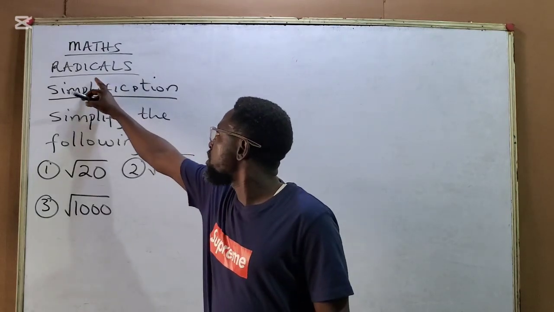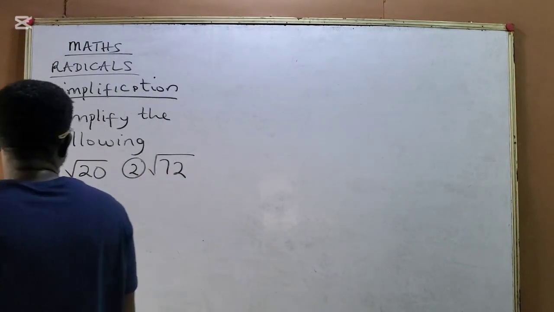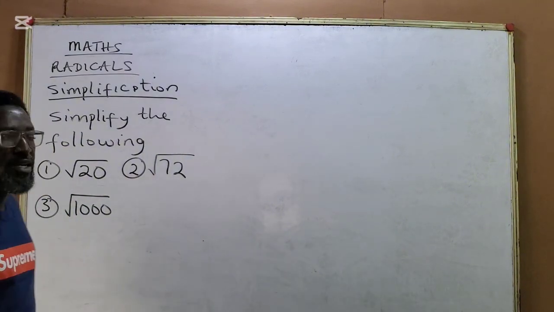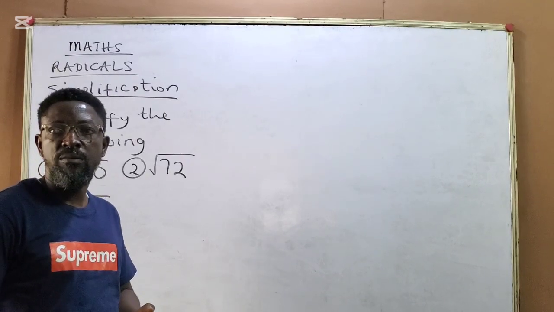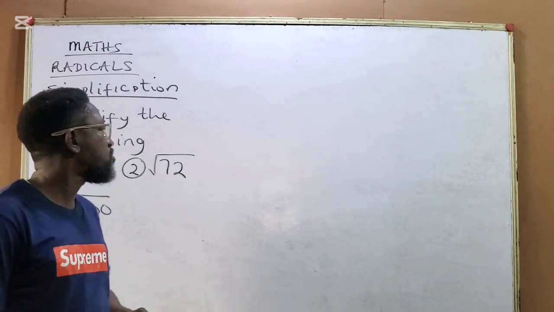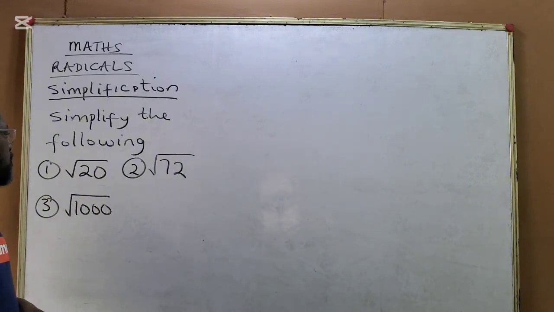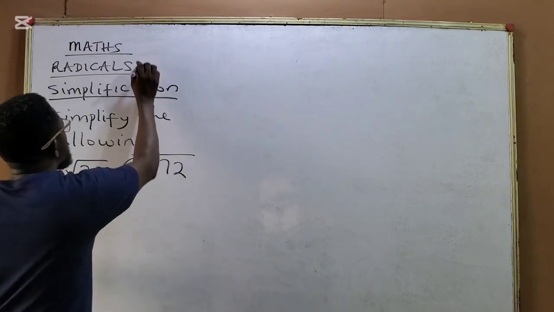Today we are going to continue with the series on radicals. Today we're looking at simplification. In our previous class in radicals, we talked about the basic rules of radicals, and we have also talked about rationalization. So today we'll just look at simplification, what it means to simplify when you are doing questions on radicals, which is also referred to as surds, by the way.